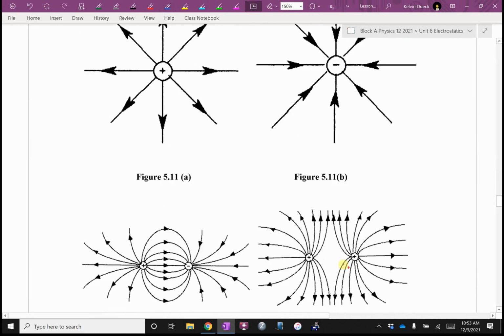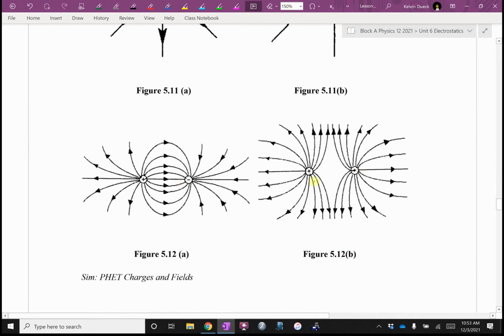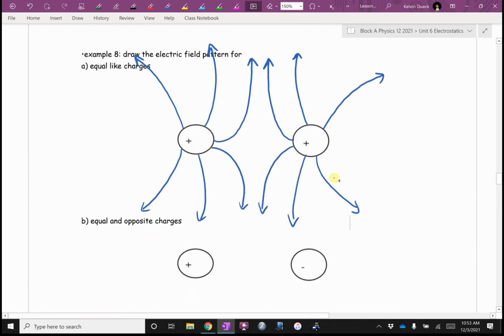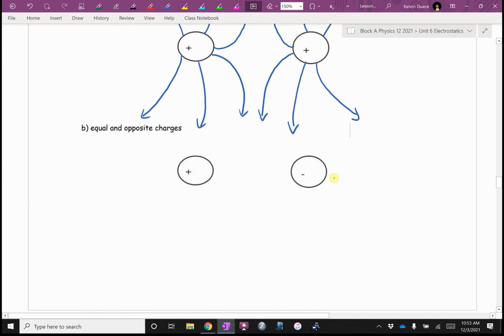Well, there's what I was trying to go for. There's one done with fancy computer graphics. Is that kind of what we have? Close. Yeah. What about for equal and opposite charges?